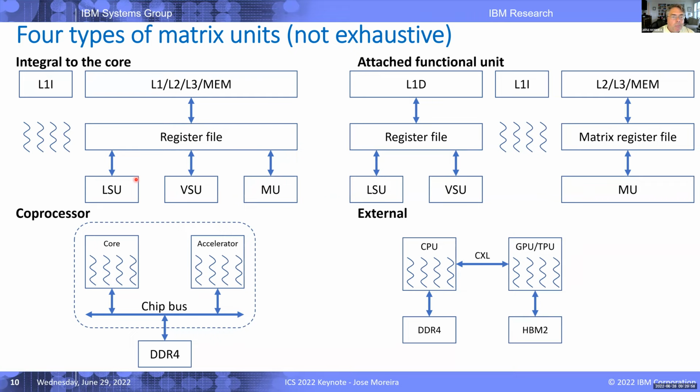You can do an attached functional unit, which is still the same user thread invoking instructions that are either vector instructions, load store instructions, or matrix instructions. But the matrix unit has its own register file, even for the input. So everything comes out of a dedicated matrix register file. And also, you don't necessarily have to go to the same L1 cache.